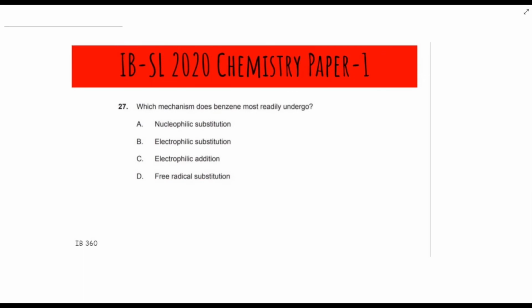Now for question 27, we know that benzene is really rich in electrons. Every benzene ring has a good amount of electrons within itself. So benzene is really good for electrophiles. What are electrophiles? Electrophiles are species which are electron deficient, or which need electrons, species which are looking for electrons. So the best mechanism for benzene is obviously electrophilic substitution reaction.